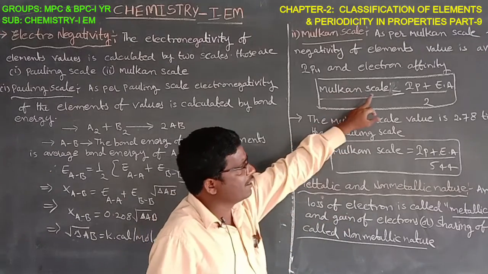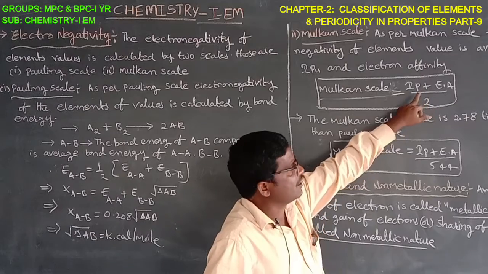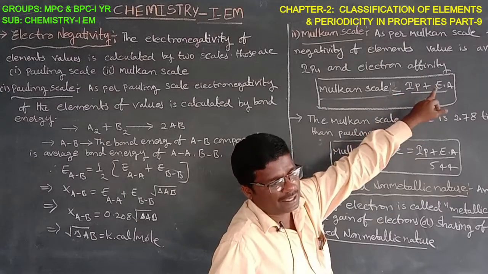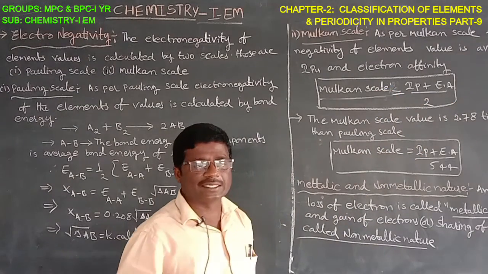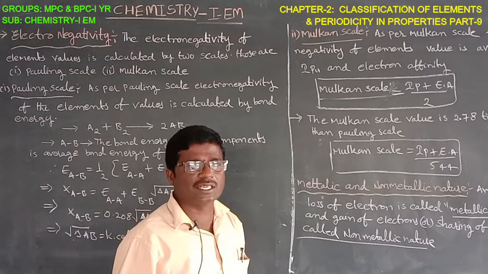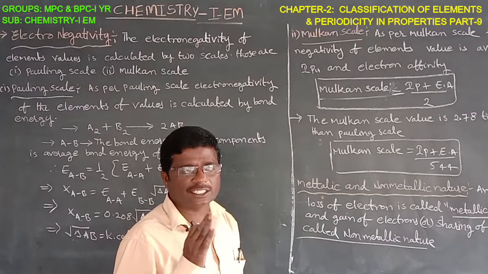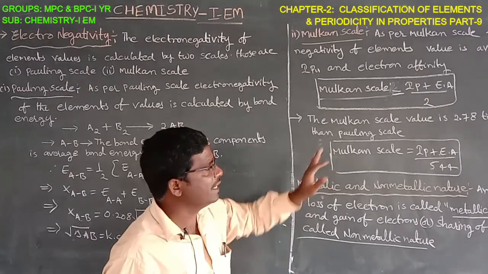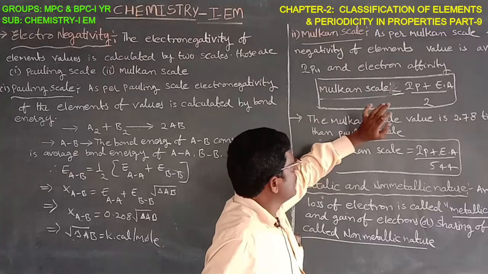Therefore, the Mulliken scale is equal to the ionization potential plus electron affinity divided by 2, that is, the average value of ionization potential and electron affinity. That is equal to the Mulliken scale.